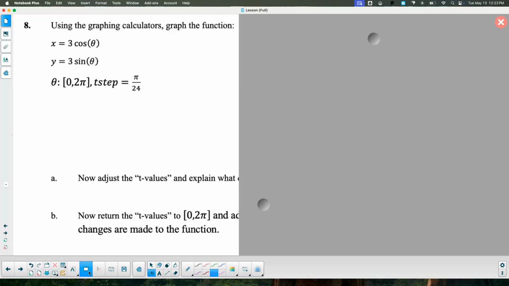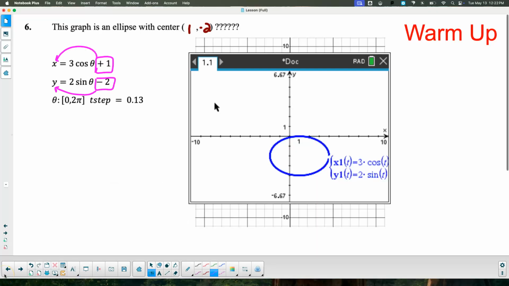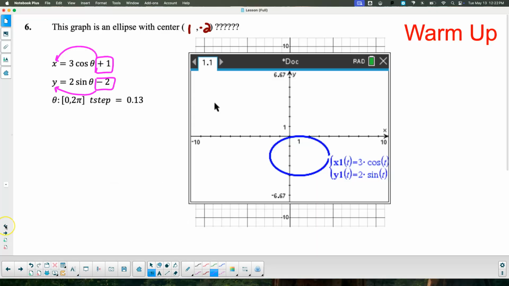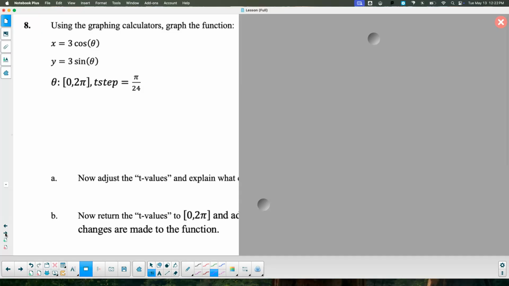Why a circle? This one is a circle. This one was an ellipse. Okay. The added values don't have anything to do with anything but the center. This one was a circle. This one was an ellipse. Circle, because the values in front are the same? The values in front, the R values, are the same. So that makes this a circle.